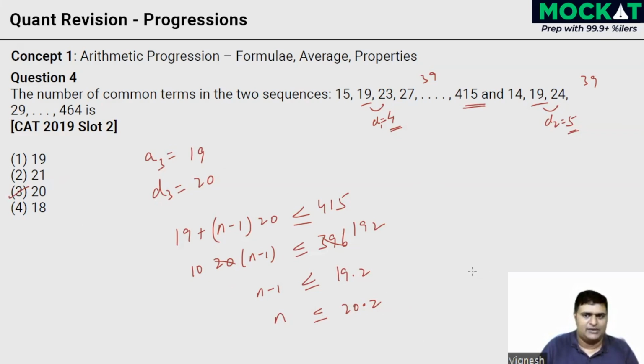If we want to check, let's check my nth term over here. My nth term is going to be 19 plus (n minus 1) into d. If I'm saying 20, 20 minus 1 is 19 into d over here, right? This is coming to 380 plus 19, 399. 399 is over here. And if I add another 20 to it, it becomes 419, which is not present in the series. Up to 399 I can go. And therefore, option 3 becomes the answer over here.